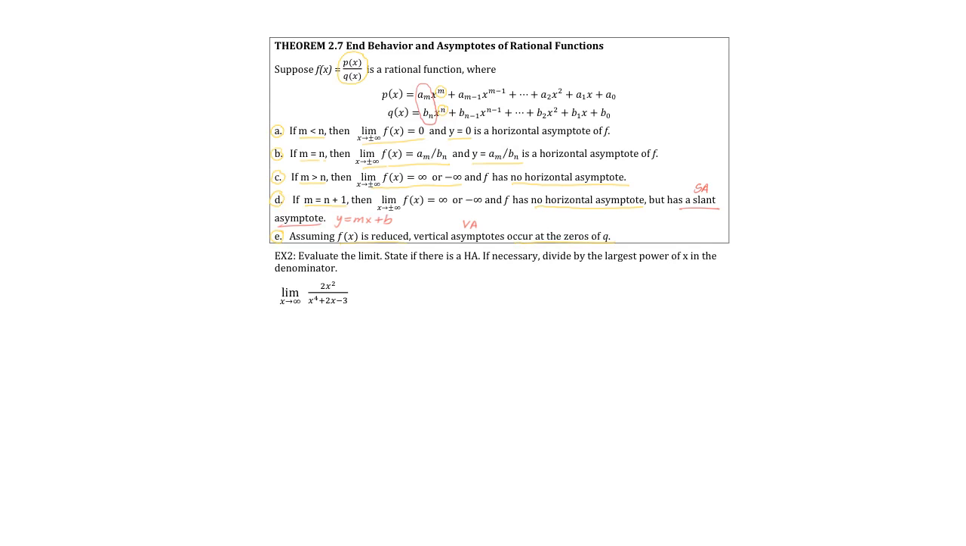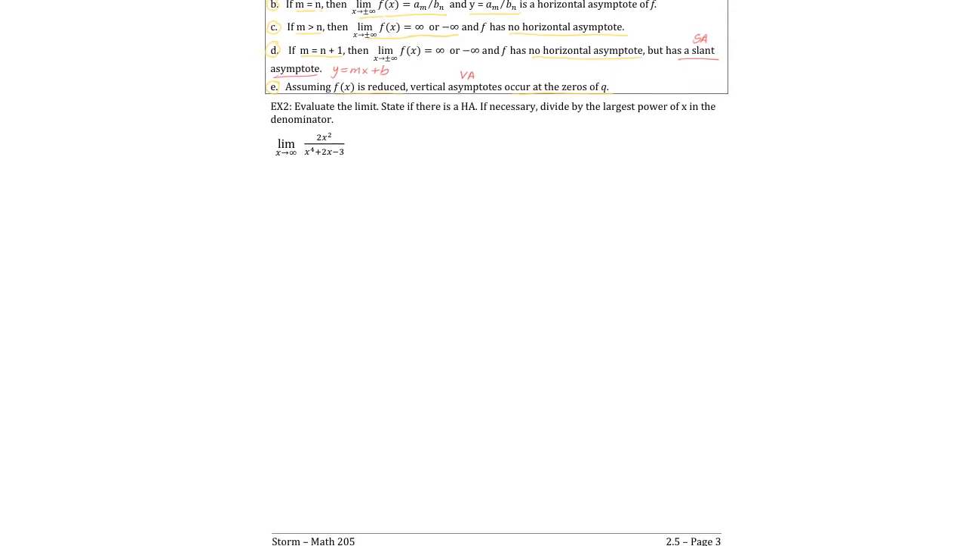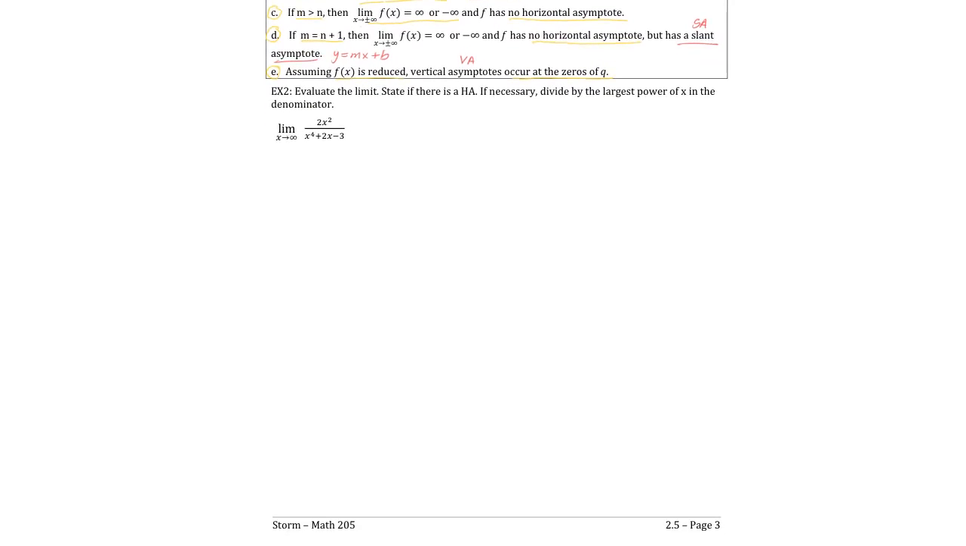So let's go ahead and look at this next example. We're supposed to evaluate the limit, state if there's a horizontal asymptote, and then if necessary divide by the largest power of x in the denominator. So if we were to just evaluate by plugging in infinity for x, notice that this would be infinity over infinity plus infinity minus 3. So infinity over infinity. Again, this is an indeterminate form. Indeterminate just means we cannot determine the limits. We have to do something else.